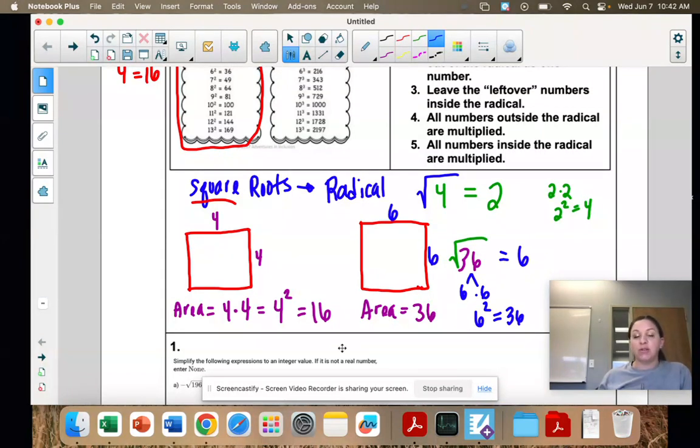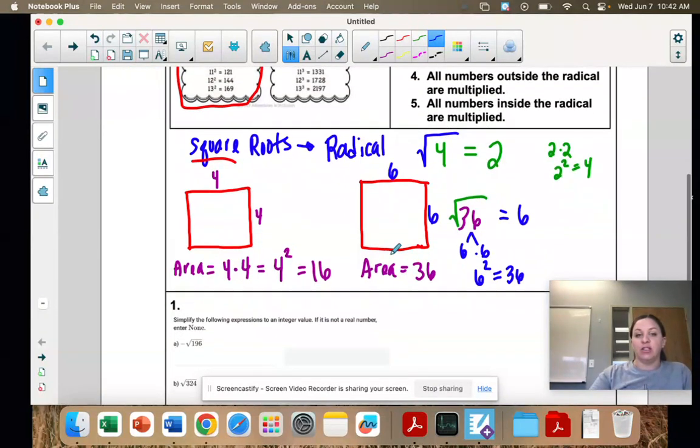So square roots and squares are opposite operations. We use them together, and that's what you're going to do in this section.